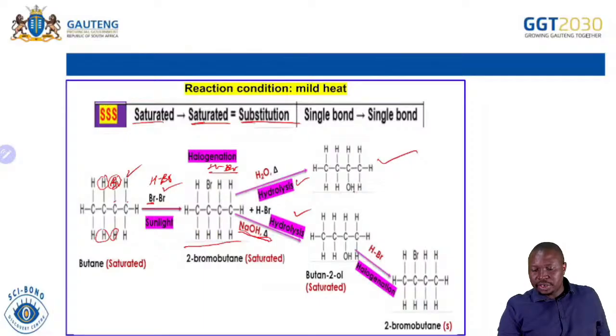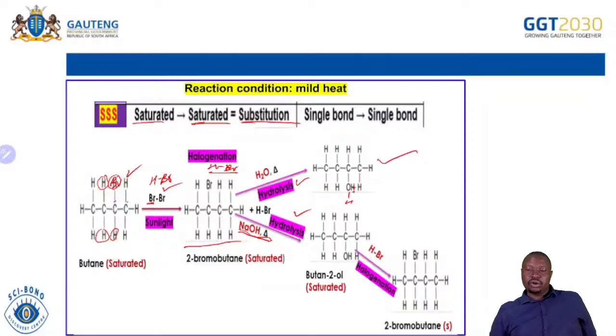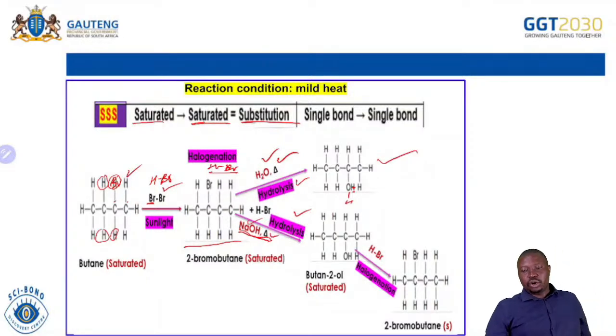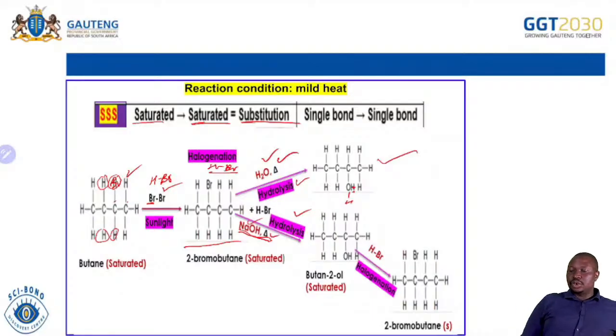Don't forget to show all the bonds between the hydrogens and the oxygen, so that a nice structural formula is formed. You must know that you have 2 types of hydrolysis. In one you use water and mild heat, in the other you use dilute sodium hydroxide and mild heat, but both form an alcohol, and we refer to them as hydrolysis.